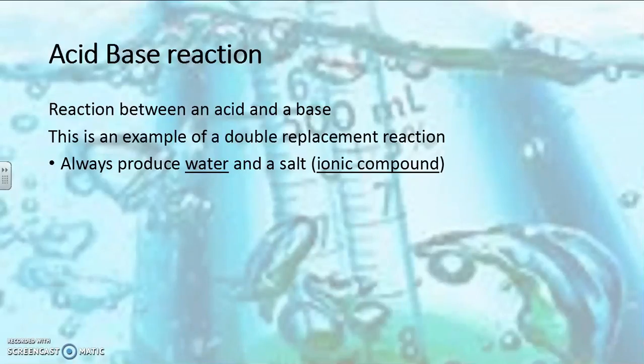In an acid-base reaction, this is a reaction between an acid and a base. This is always going to be a double replacement reaction, but we can specify it in more detail as an acid-base reaction because it is an acid and a base reacting, and it produces water, and it produces a salt or an ionic compound. Okay, so you always know reaction prediction, this is what it's going to make.